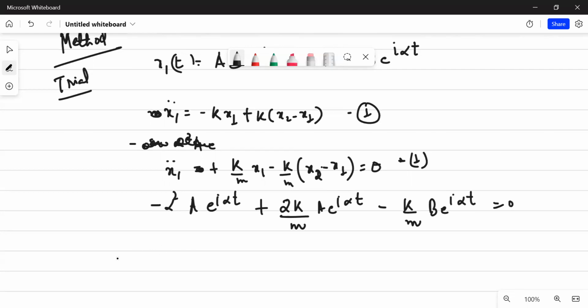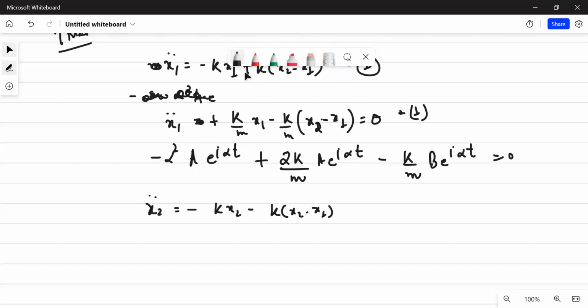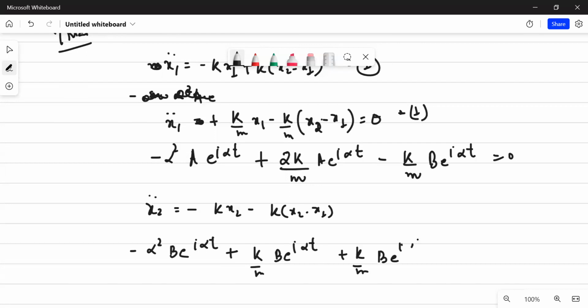एंड दूसरी इक्वेशन क्या थी, याद करो, दूसरी इक्वेशन में x2 डबल डॉट था, you had minus k x2 and you also had minus k (x2 minus x1), because you see x2 was greater, so this spring was pressing against, so in order to restore back, there should be a force minus k (x2 minus x1). So in any case, for this particular equation I can write minus alpha square b e की power iota alpha t, and then this is plus k by m b e की power iota alpha t, and then this is plus k by m b e की power iota alpha t minus a e की power iota alpha t is equal to 0. Is that clear or not clear at all?